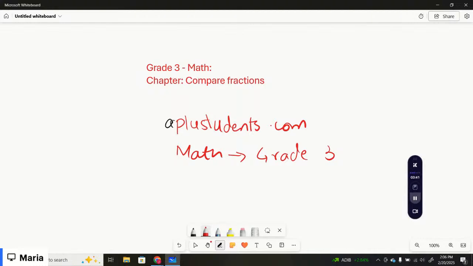There you can find a list of the chapters. We're going to start with the chapter compare fractions. So please make sure you have your notebook and pencil so that you can note down the important examples and definitions as well.